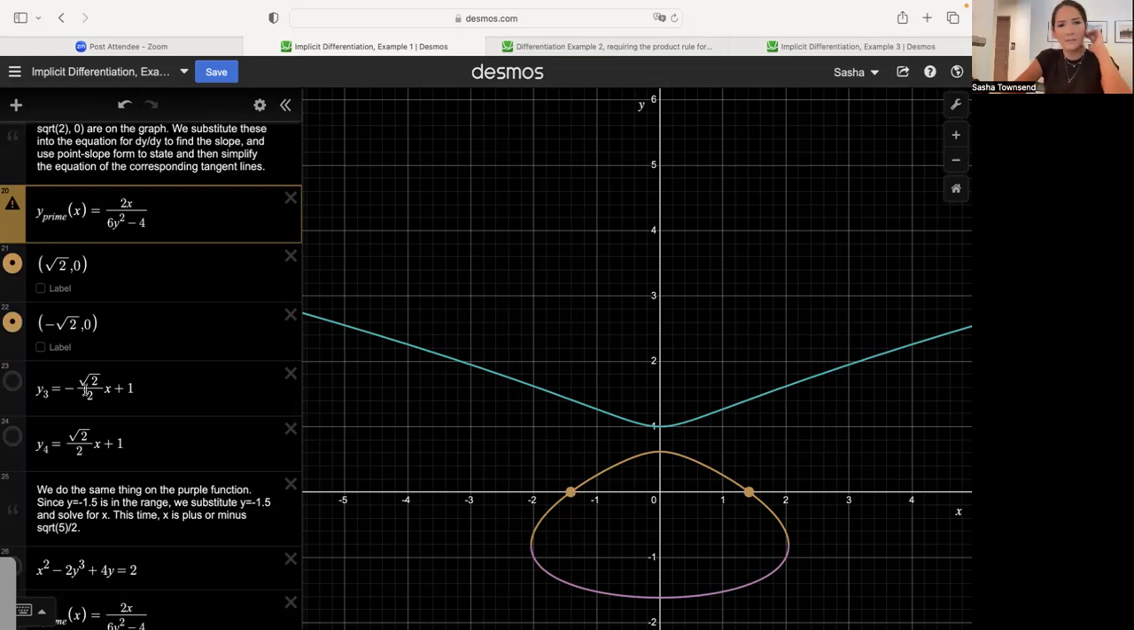The slopes were plus and minus square root of 2 over 2 at that location. You might be interested in finding the second derivative at that location as well. You might say, well, what does that mean? Well, the second derivative tells us how the slope itself is changing at a location.